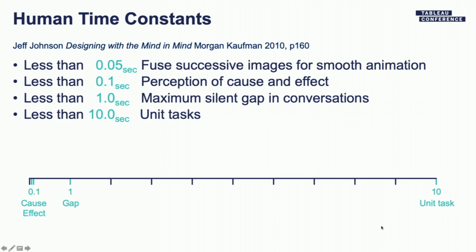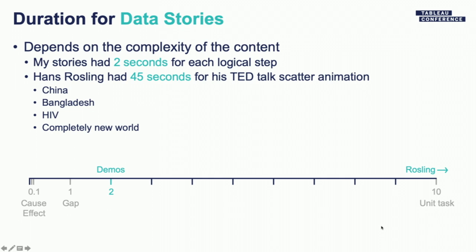And so the stories that I showed you all ran about 2 seconds. The Hans Rosling clip I showed you was 45 seconds, but he had 4 tasks that he wanted to do during that period of time. Talk about China, talk about Bangladesh, talk about HIV, and then his punchline, a completely new world. That's 4 things, and interestingly enough, that's times 10, slightly more than 40 seconds. So he's off to the right, but as you think about durations, you should think about what you're trying to accomplish.